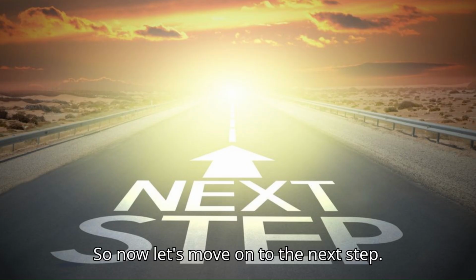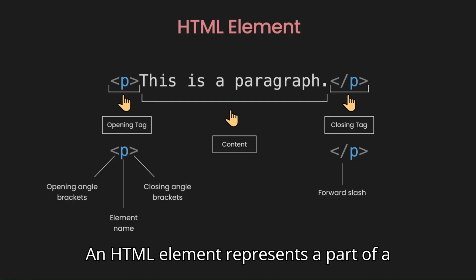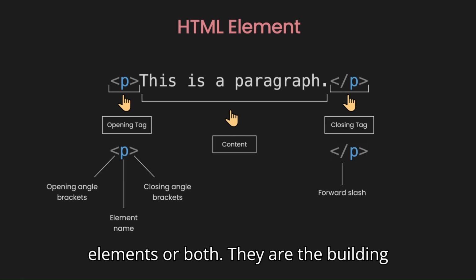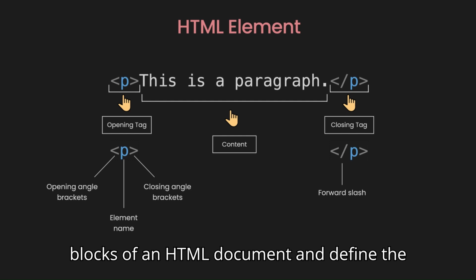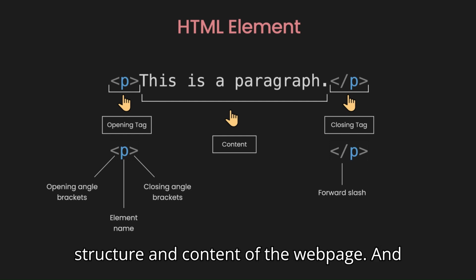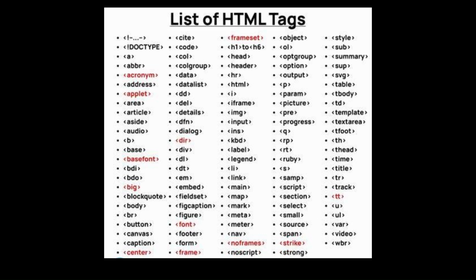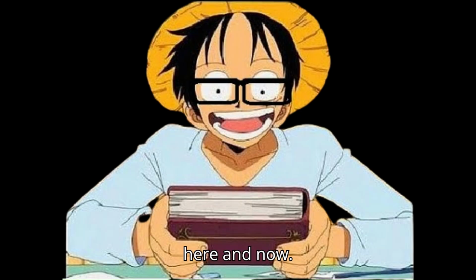So now let's move on to the next step. An HTML element represents a part of a web page. Elements can contain text, other elements, or both. They are the building blocks of an HTML document and define the structure and content of the web page. And again, there are many HTML elements and you don't need to learn everything. Whatever you need, I'll teach you right here and now.